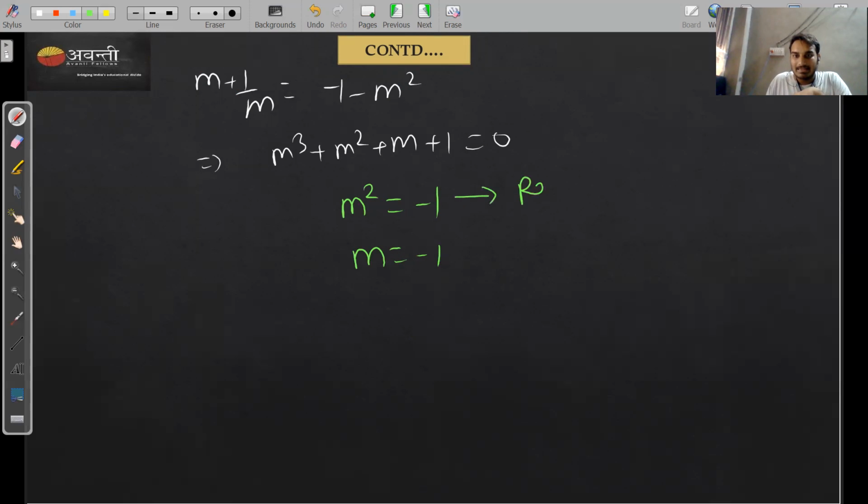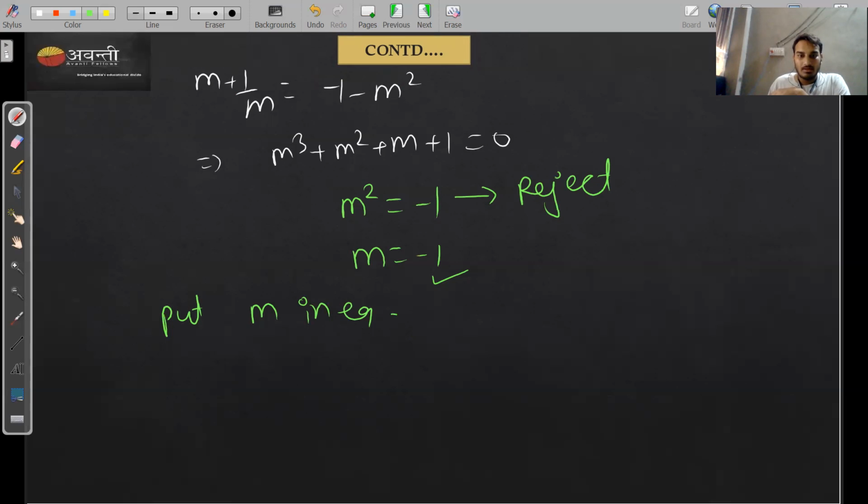So this gets rejected. Why? Because the common tangent is real, its slope is real, so m square cannot be minus 1. So what is your m? m is minus 1. Now put m in the equation.